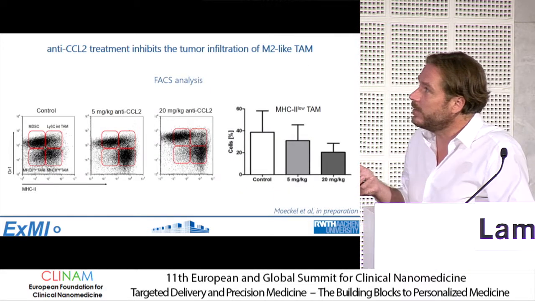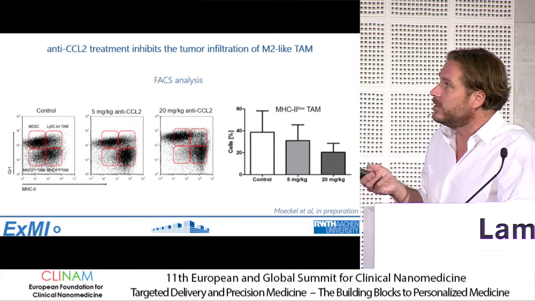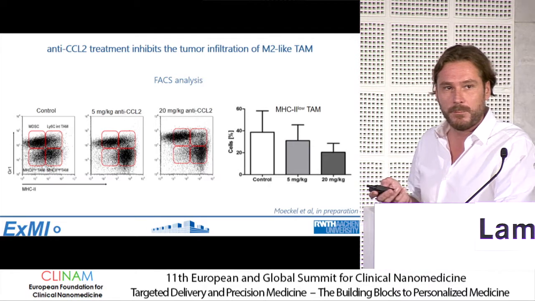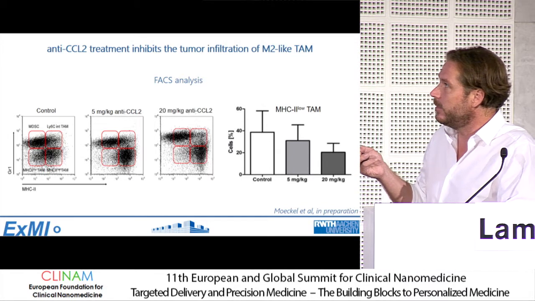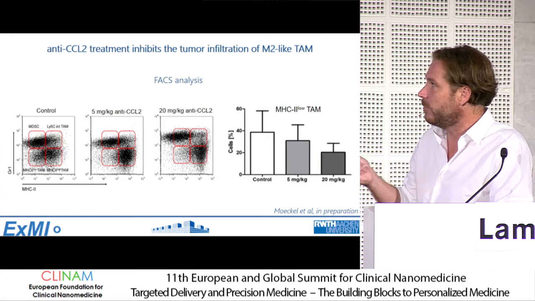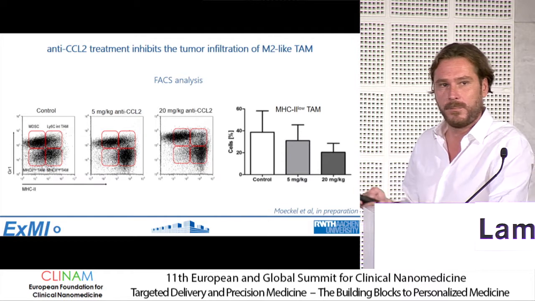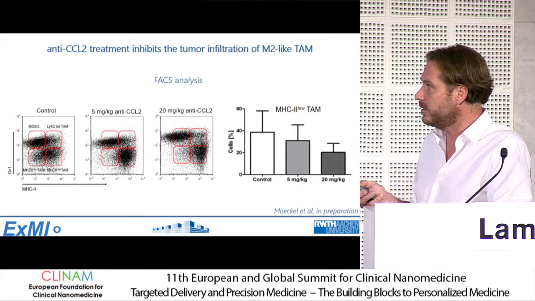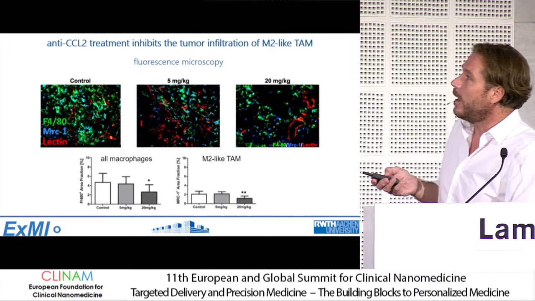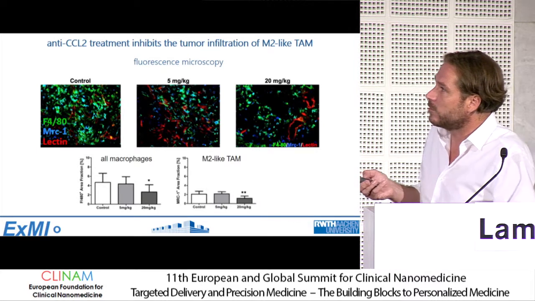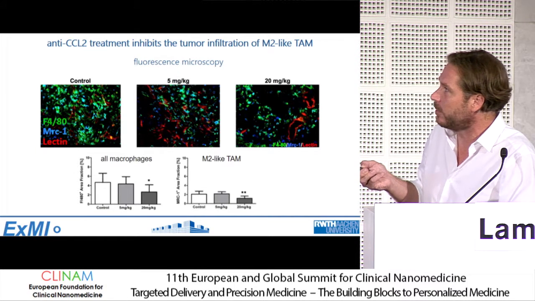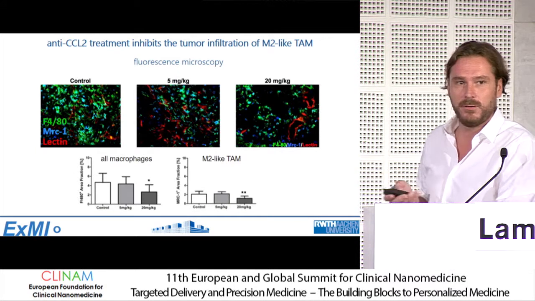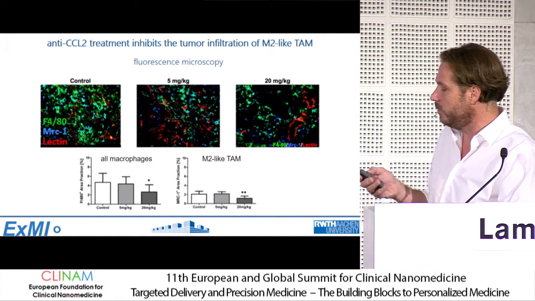So if we do anti-CCL2 treatment, first thing you obviously see is that the number of M2-like macrophages in tumors is reduced, right? So we do extensive FACS analysis, and then in the MHC2 low tumor-associated macrophage fraction, you see a significant dose-dependent drop of the amount of macrophages that end up in tumors. Also shown here with fluorescence microscopy, so you have MRC1, which is the typical M2 macrophage marker that is significantly lower in tumors if we do anti-CCL2 treatment.